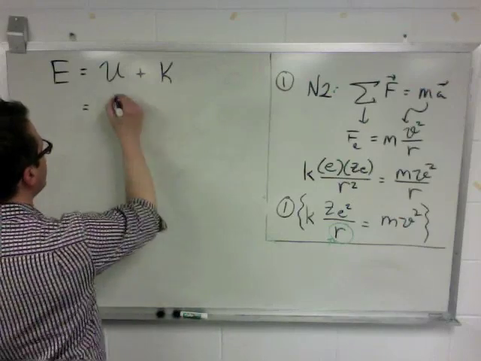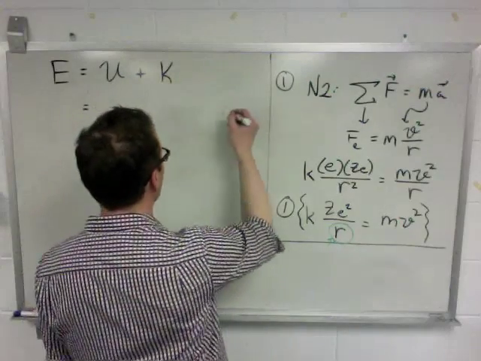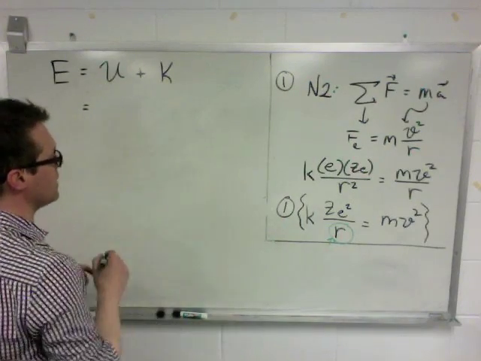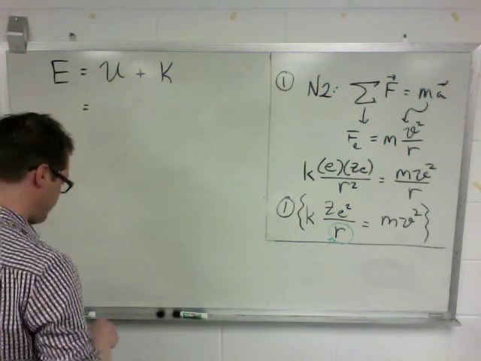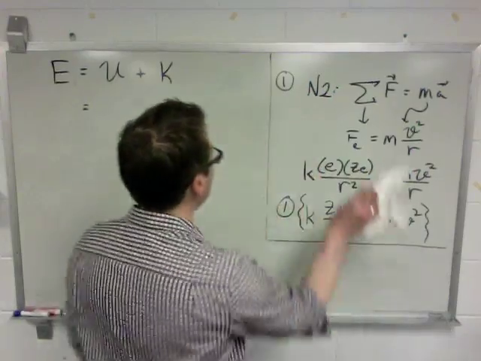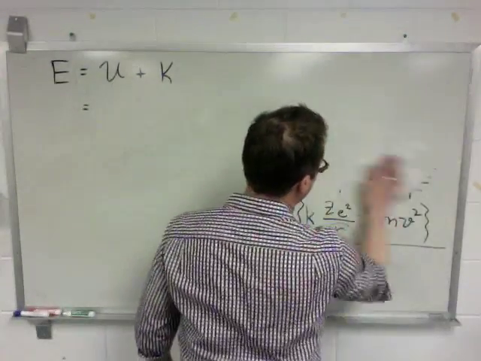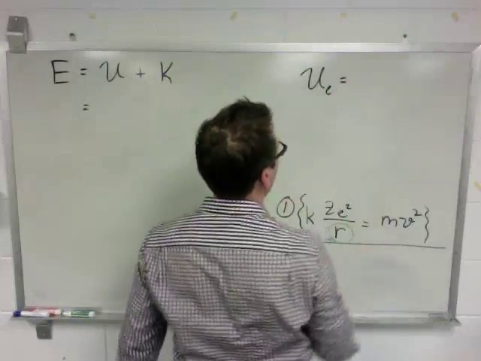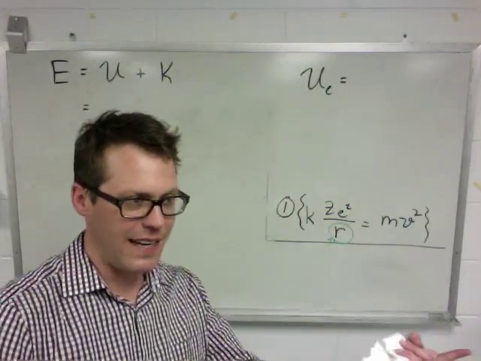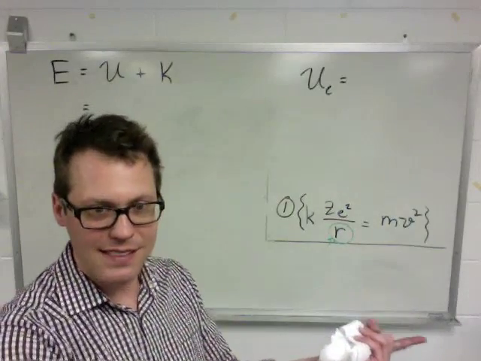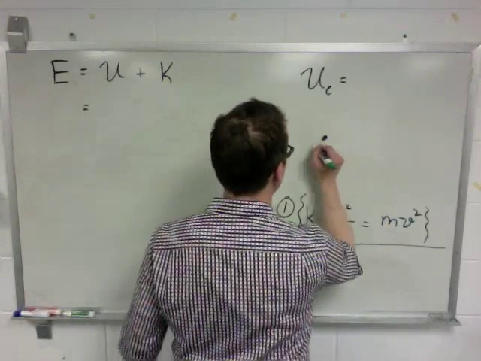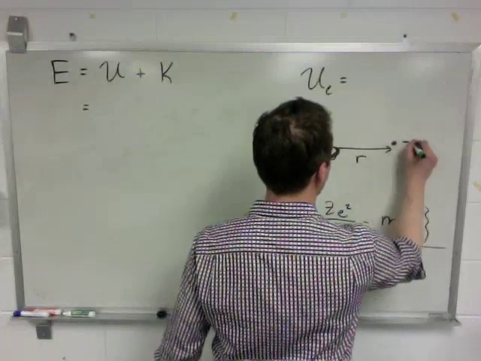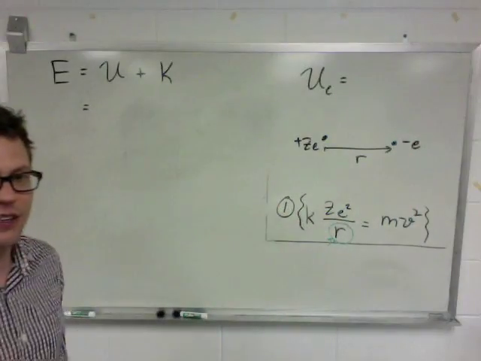In this case, the electron's potential energy, right? We've got a proton and an electron close to one another. We've actually looked at that problem before. What is the electrostatic potential energy, U sub E, of a charge minus E and plus ZE, right? So I've got plus ZE, and a distance r away, I've got a negative E. So what's the potential energy of this system?